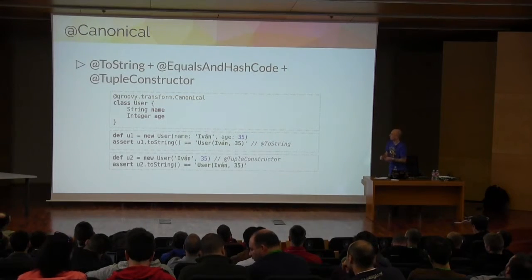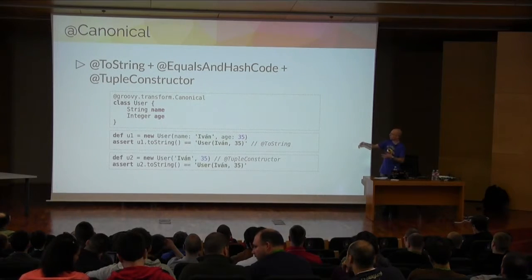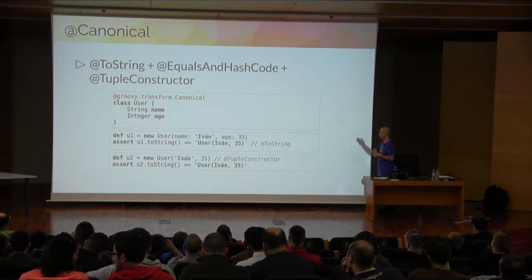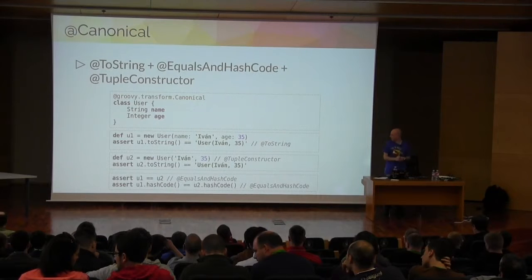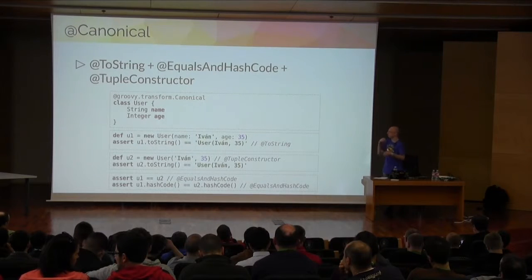Then we can create a new instance with the same parameters using the constructor from the TupleConstructor annotation, and then we can check the hashCode and the equals, because this annotation has also been applied.